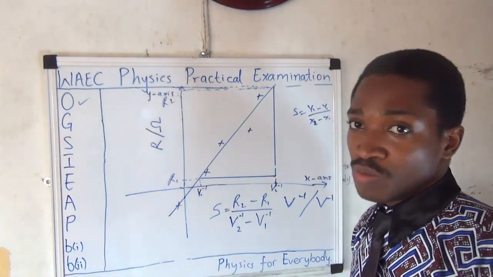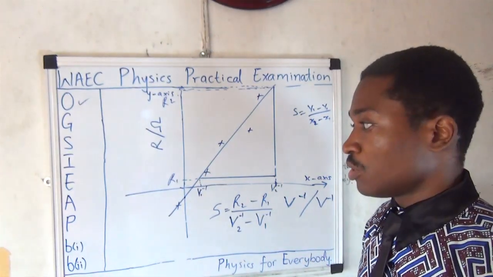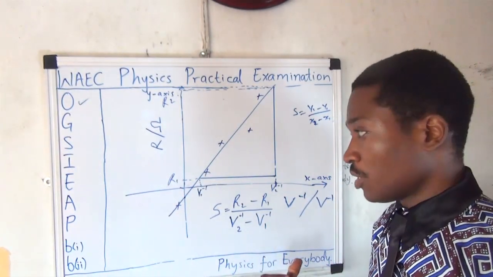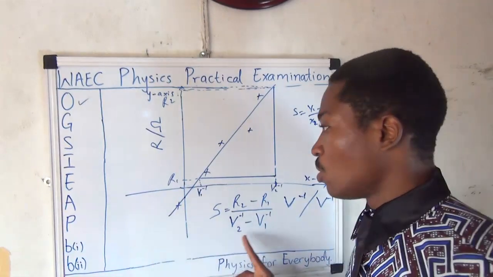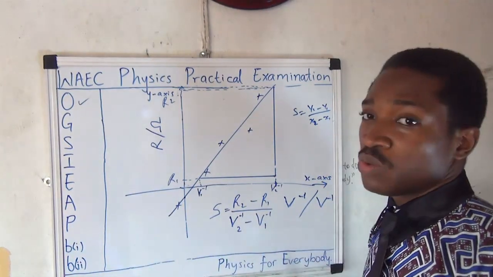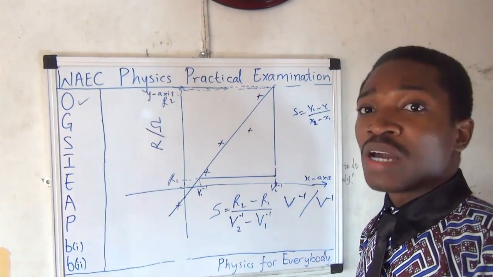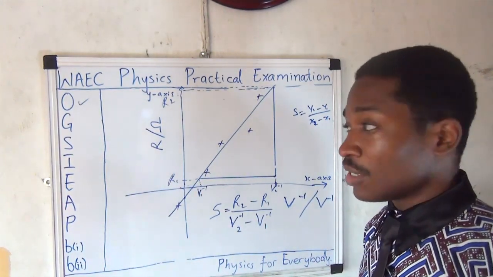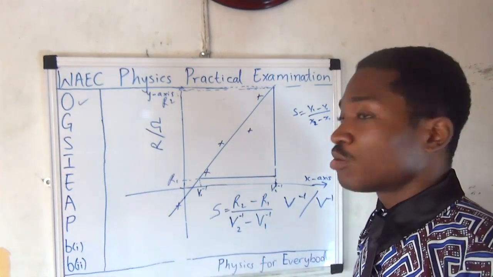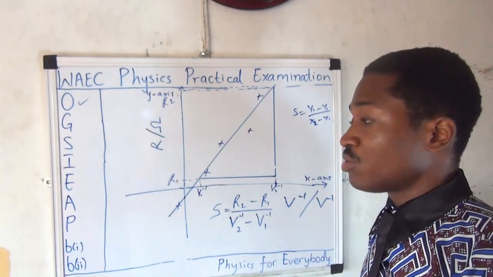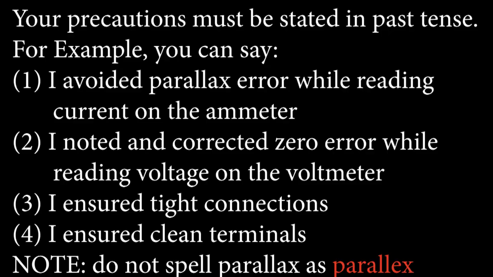Accuracy is not a question for you. It will be in the marking guide. When they compare your value with what they have, you'll be awarded based on their marking guide. Now, when it comes to precaution, this is where many students make mistakes.